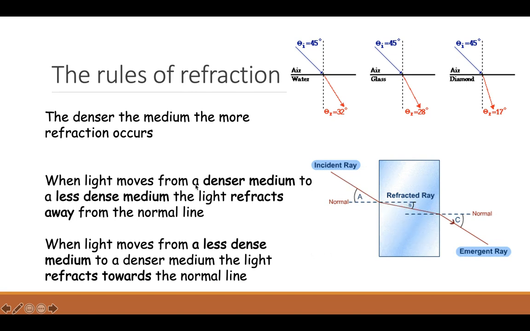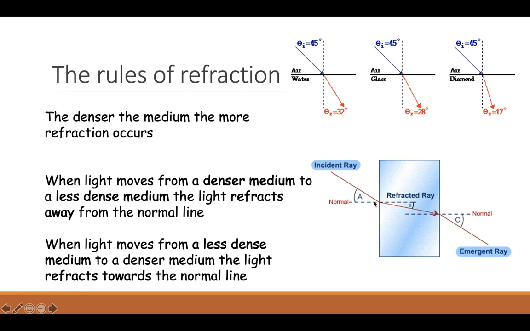Now, what's really important, what you might have noticed from the experiment, is this, so we must make sure we know this. When light moves from a denser medium to a less dense medium, the light refracts away from the normal line. And when light moves from a less dense medium to a denser medium, the light refracts towards the normal line. We can see that in this diagram here.